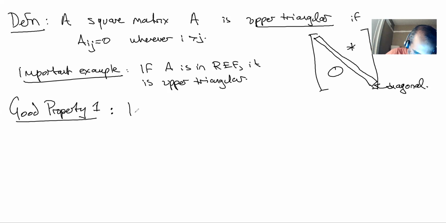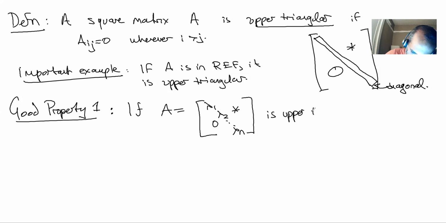The good property is if A is upper triangular, so let's call the numbers on the diagonal lambda, then the determinant is really easy to calculate. It's just a product of the diagonal entries.